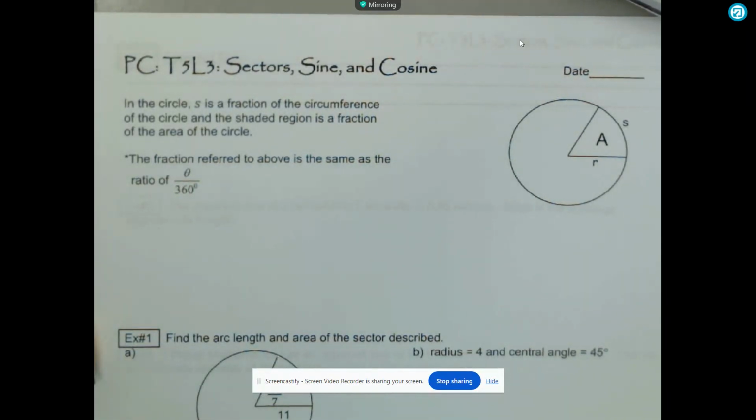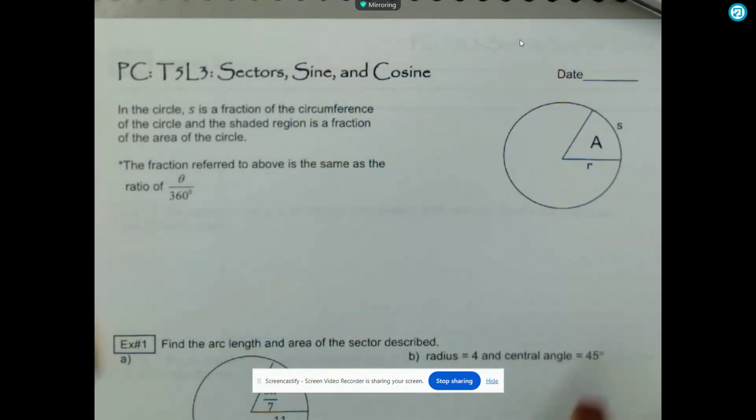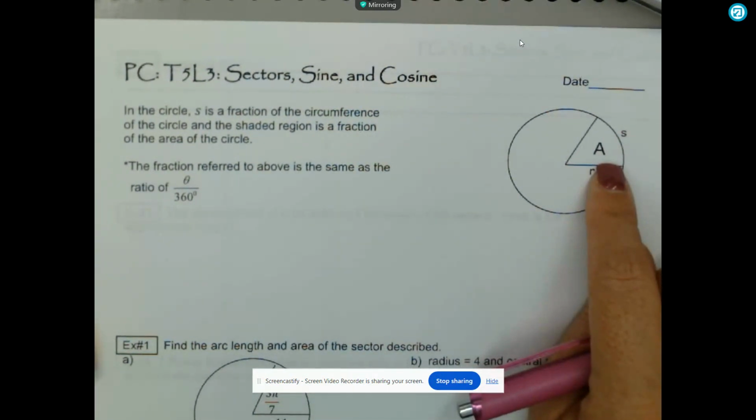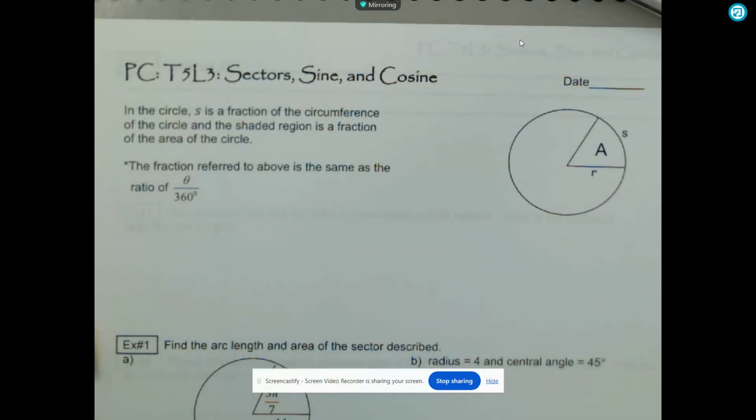All right. Basically what we got is, in this circle, S is a fraction of the circumference of the circle, and the shaded region is a fraction of the area of the circle. We don't have a shaded region yet, but this A right here is the area, correct? So that's just part of the circle, and S is your arc length.